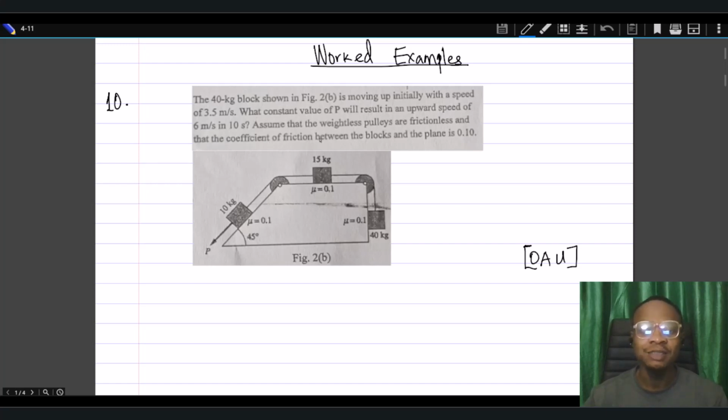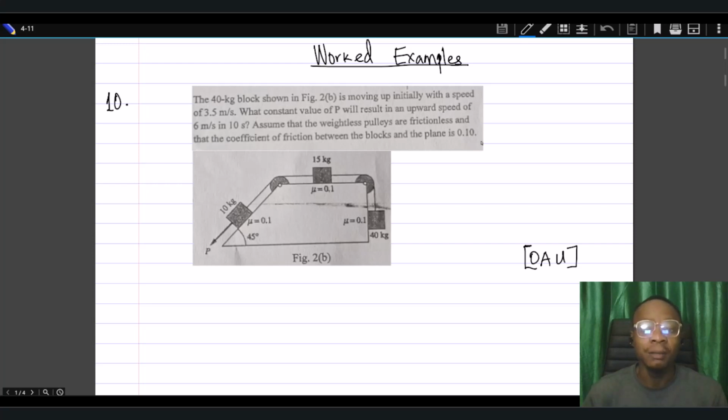And of course, it says assume that the pulleys are weightless, light, and frictionless, and that the coefficient of friction between the blocks and the plane is 0.10. So we have coefficient of friction here. Obviously, there is motion in this system, so there is no doubt as to whether the system is in motion or not. So we are not going to find out whether there is motion in the system or not.